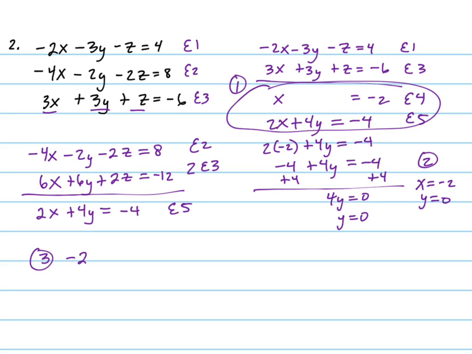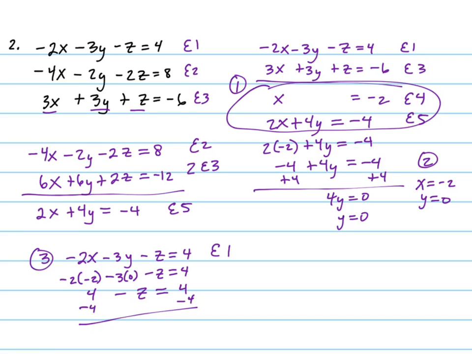I'll just go ahead and use the first one here, equation 1. And let's plug in our x value. We have negative 2 times negative 2 minus 3 times 0 minus z equals 4. Negative 2 times negative 2 is 4 minus z equals 4. And we'll subtract 4 on both sides, and we get negative z equals 0. So just multiply both sides by negative 1, you get z is 0.